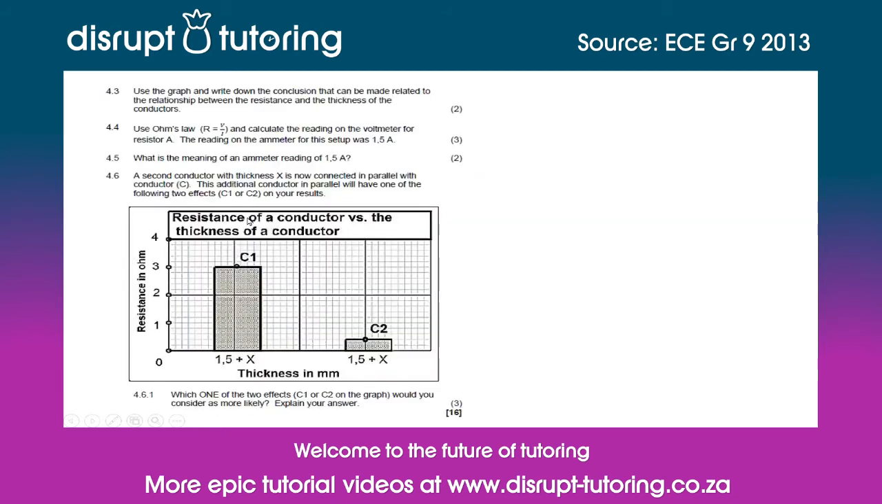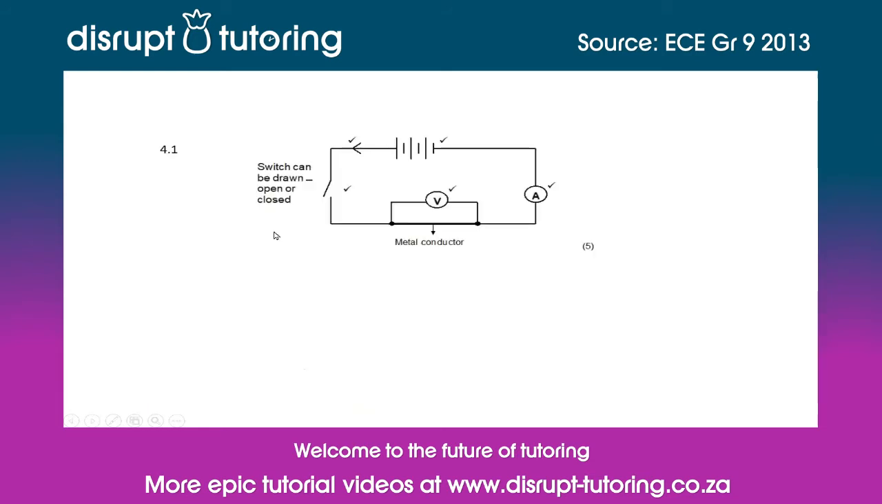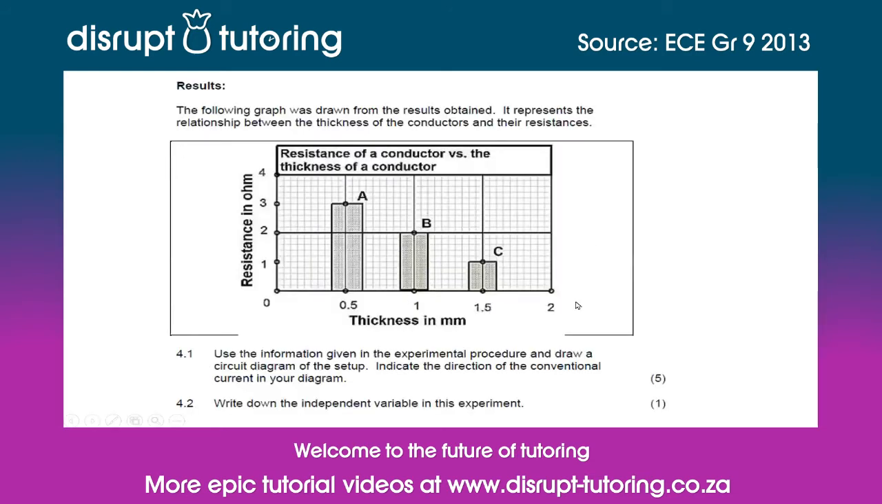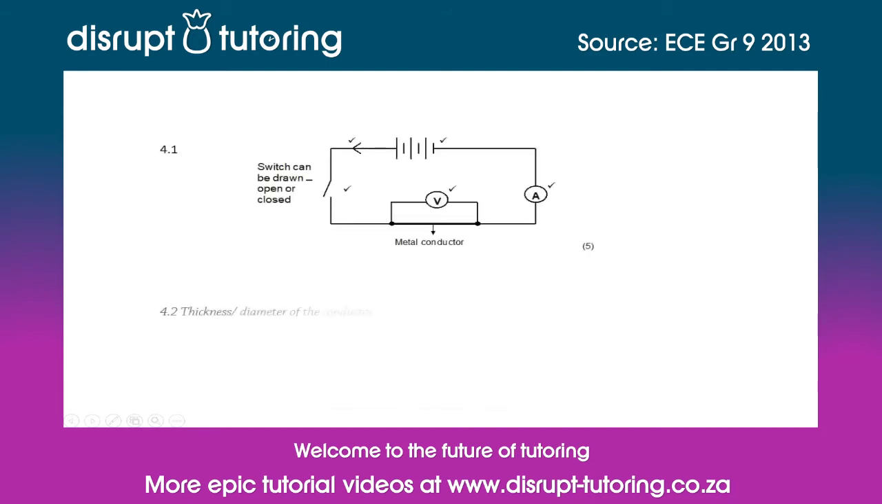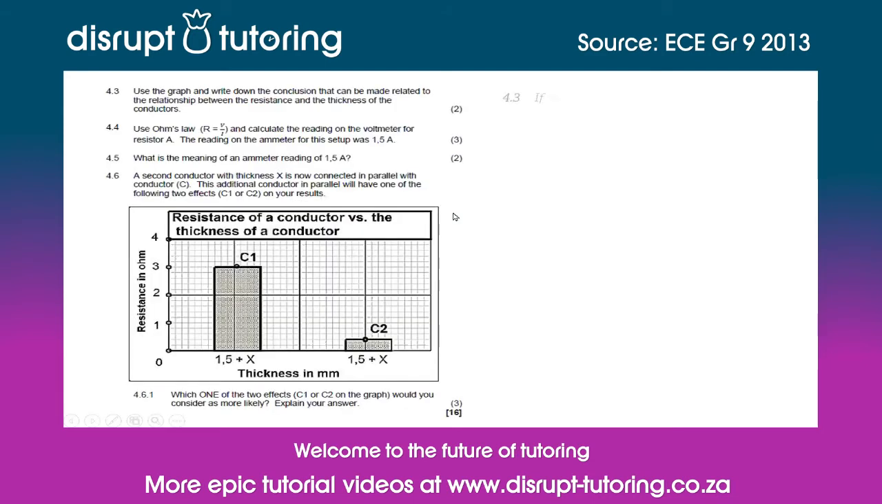Okay, let's have a look at 4.3. It says use the graph and write down the conclusion that can be made related to the relationship between the resistance and the thickness of the conductors. The graph in question is this one here, which we had a look at just a few moments ago. So let's go back. And draw the conclusion that if the thickness of the conductor increases, then the resistance of the conductor will decrease, as we saw from the graph.